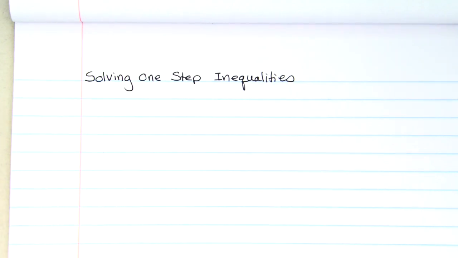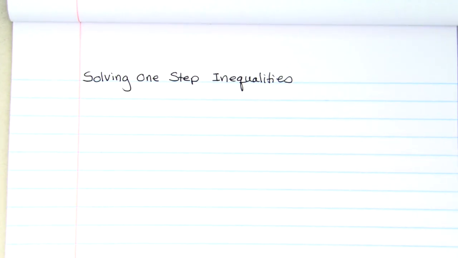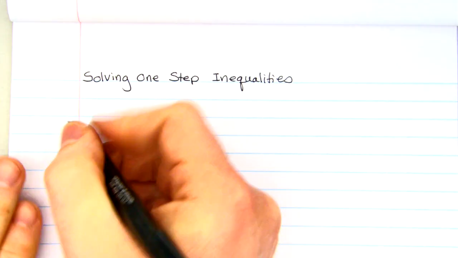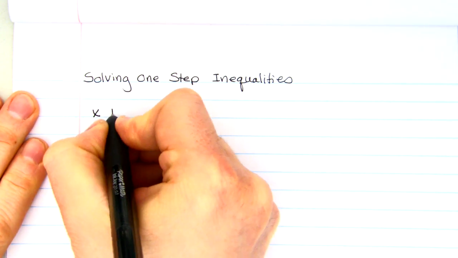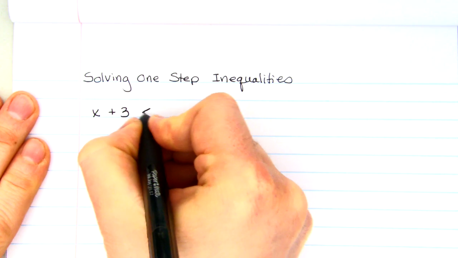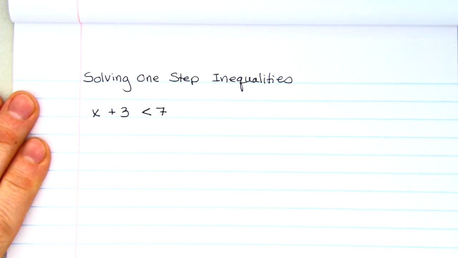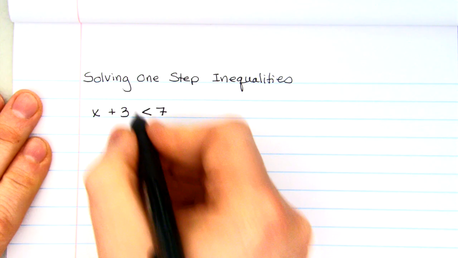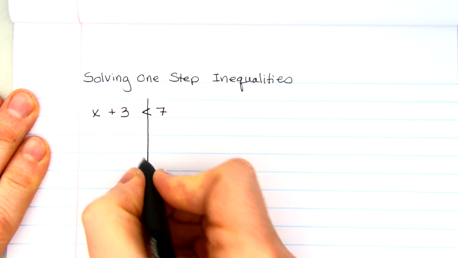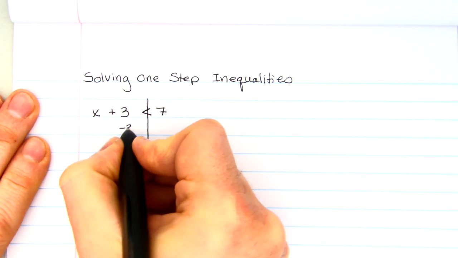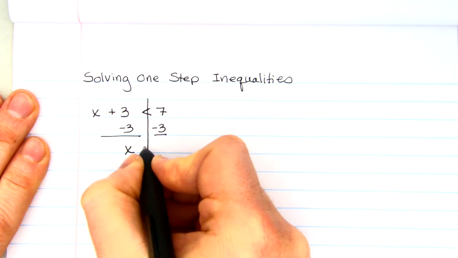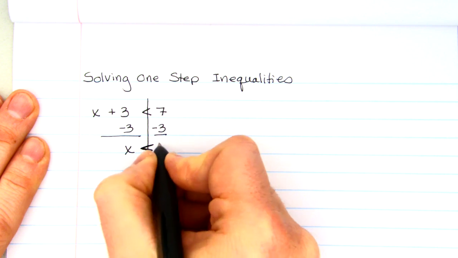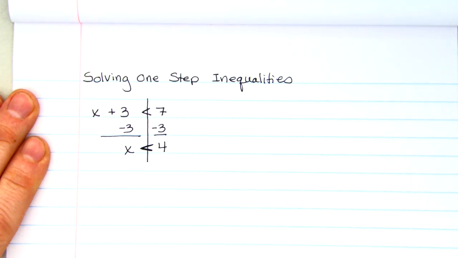So I'd like to go through a few one-step inequalities with you, go through how we solve and graph and all of those things. You already worked with some inequalities that involved addition and subtraction. Things like x plus 3 is less than 7. We solve this the same way you would solve an equation. I want to get the x by itself. I'm going to subtract 3 from both sides, and I'm going to get x. I'm going to keep my symbol. X is less than 4.